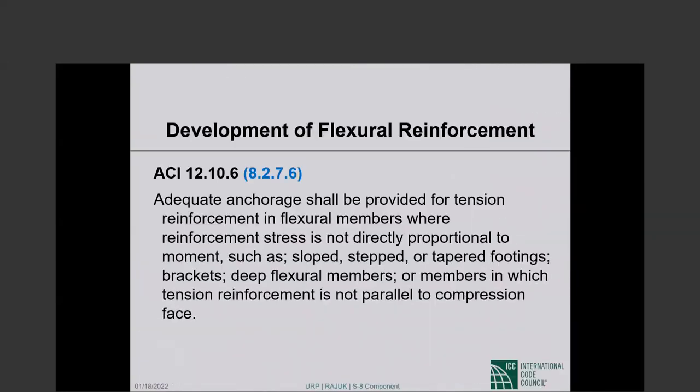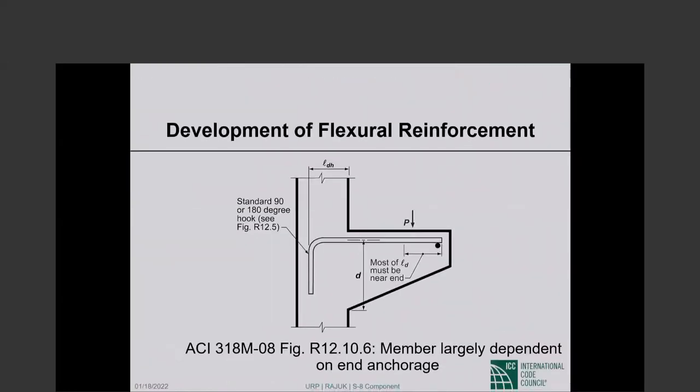Okay. Adequate anchorage shall be provided for tension reinforcement in flexural members where reinforcement stress is not directly proportional to moment, such as sloped, etc. This is a problematic area that is very difficult to provide definite guidance on. Okay? So let us take this bracket, corbel, whatever it is. So this reinforcing bar, first of all, at this face has to be fully developed, and that would require l_dh. Okay? This is a hooked bar.